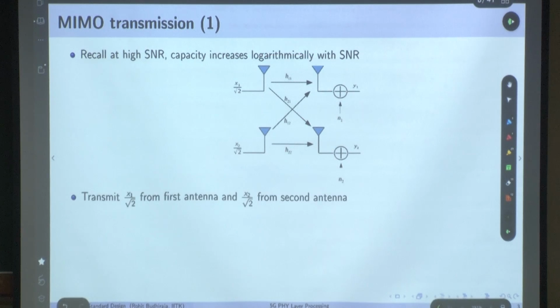So, what is happening here? What are we doing? Transmit x1 by root 2 from the first antenna and x2 by root 2 from the second antenna. Now, what am I saying here? What is the signal being received at the first receive antenna? Let us see this.